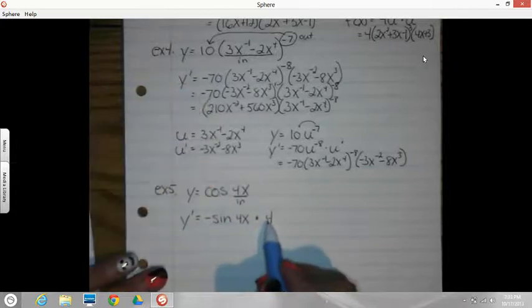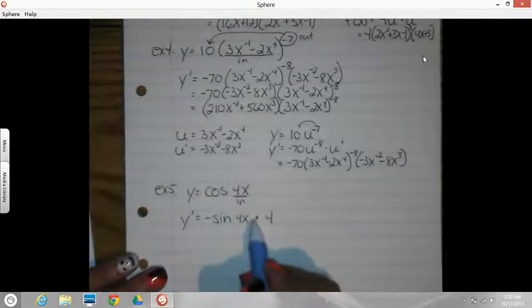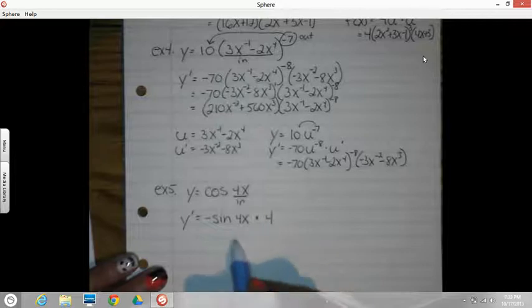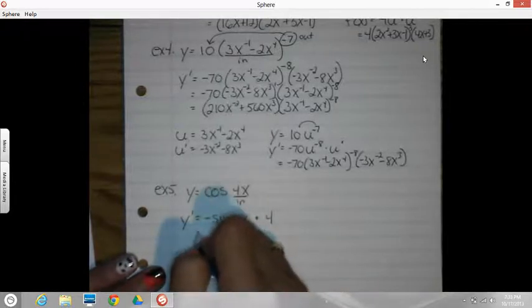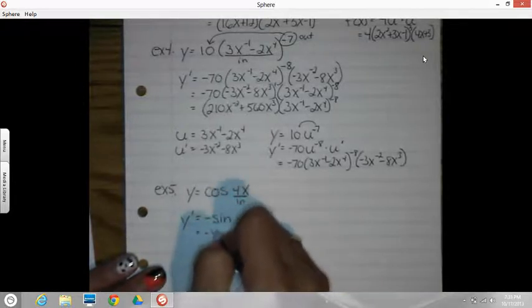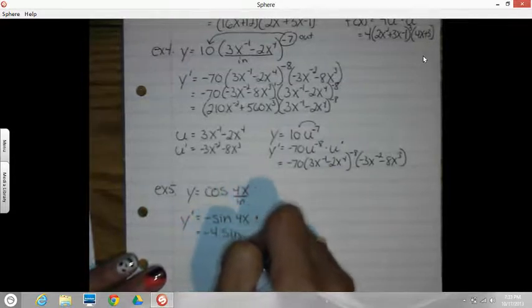And again, we float that constant to the front so that we don't confuse it with being multiplied by the angle. It's actually multiplied by the amplitude. So that'll be a negative 4 sine 4x.